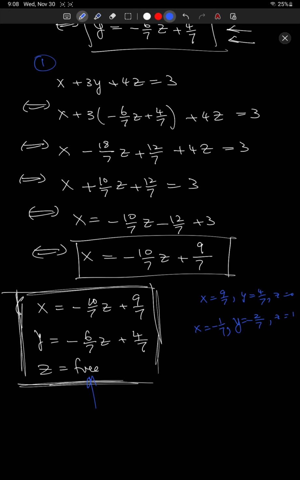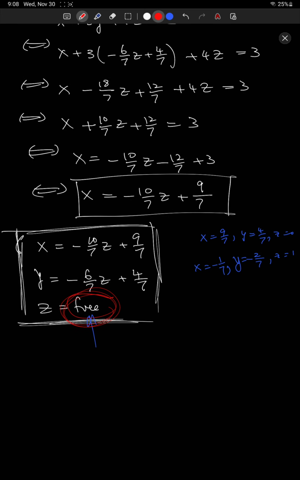Okay, and of course I can ask for as many as I like because there's an infinite number of solutions, because z can be any number I like. All right. Okay, so let me just emphasize infinite solutions.